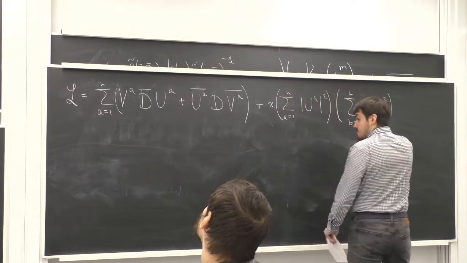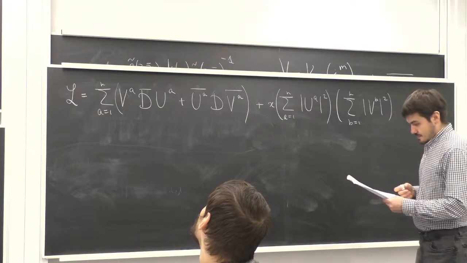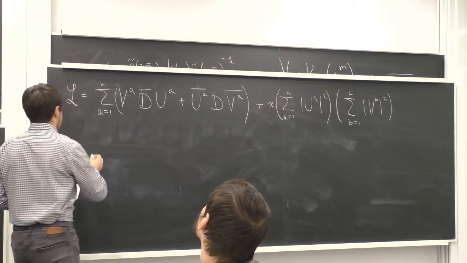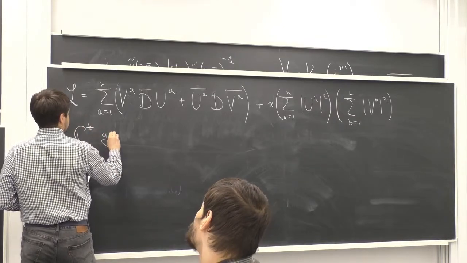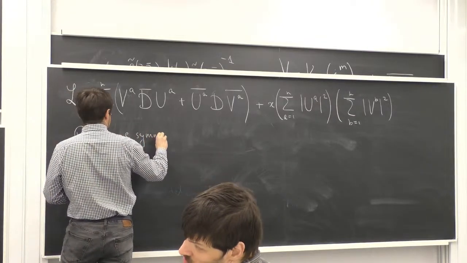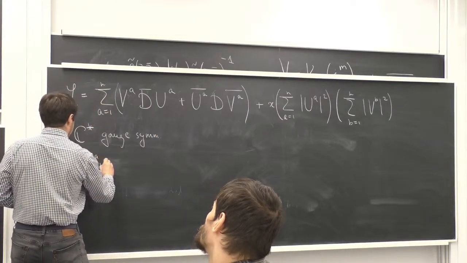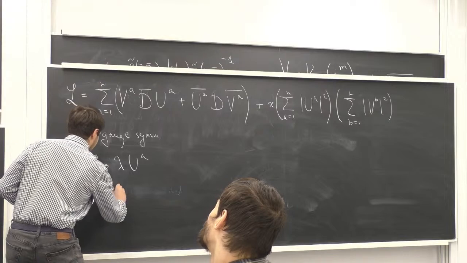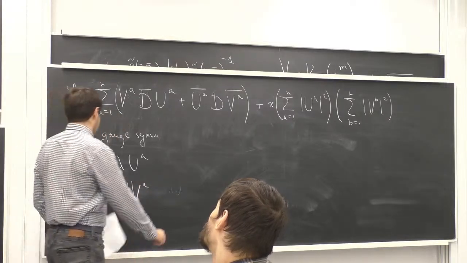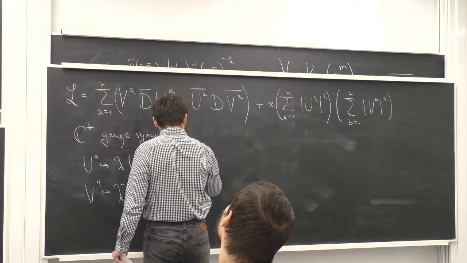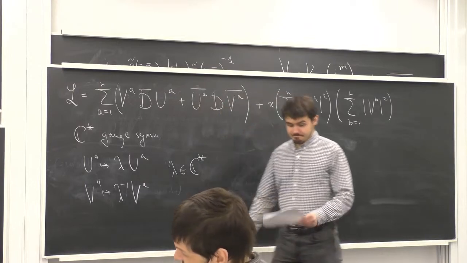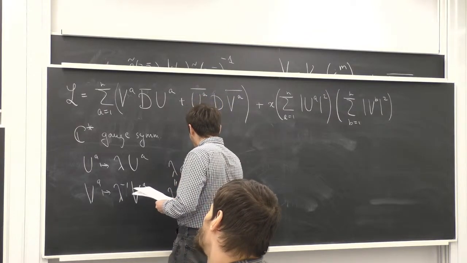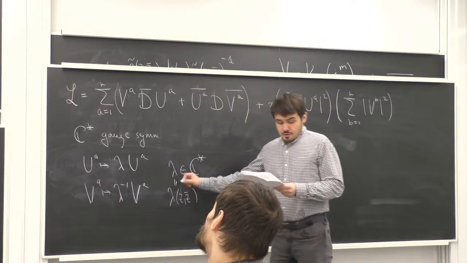So this is the Lagrangian. Now you can already see that it has a C star gauge symmetry. It acts by multiplying U by some function lambda and V by the inverse of lambda, where lambda belongs to C star. So lambda can be a function of z and z bar. For every point on the surface, it belongs to C star.